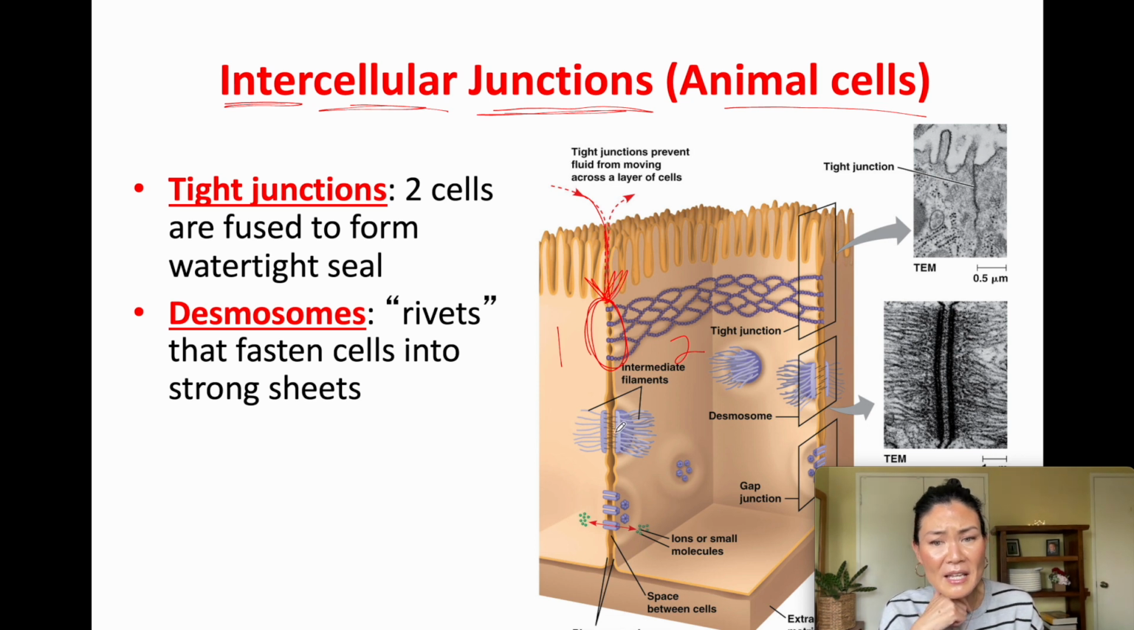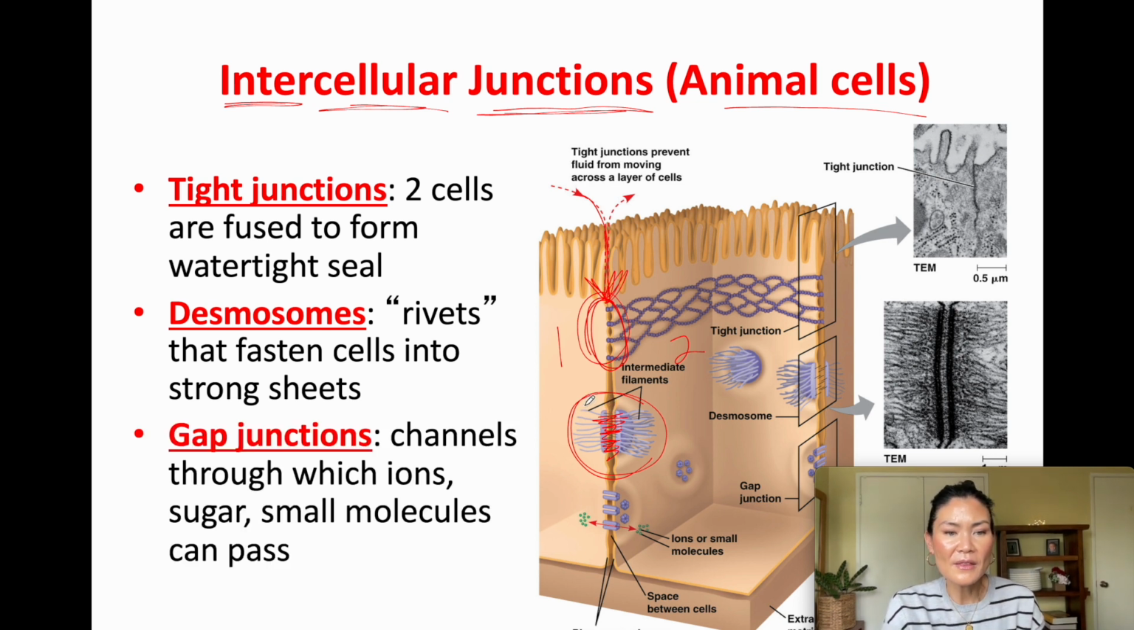Next, you have the desmosomes, which is over here. Desmosomes are like nails or rivets that connect the two cells together, fasten the cells together, okay? Same idea with the tight junction. The whole purpose of tight junction and desmosome is to make the two cells connected, glued together really tightly. And then gap junctions are different, okay?